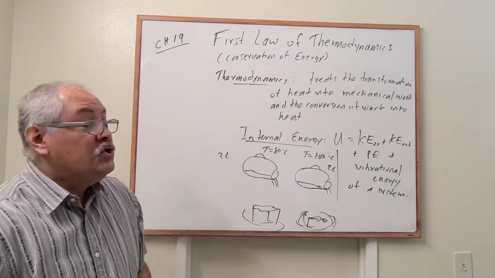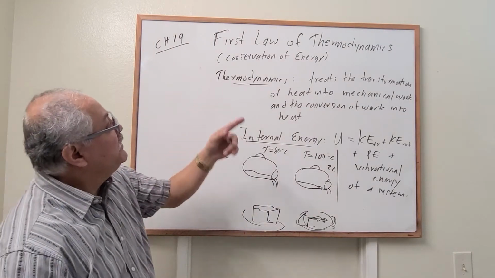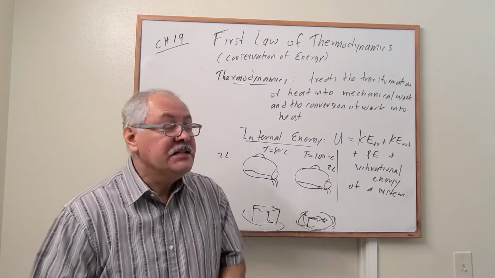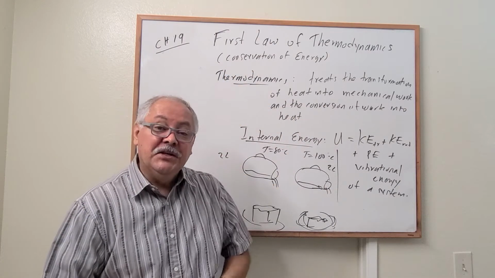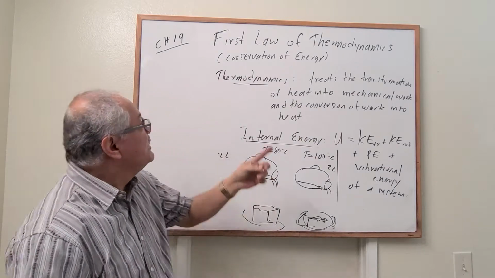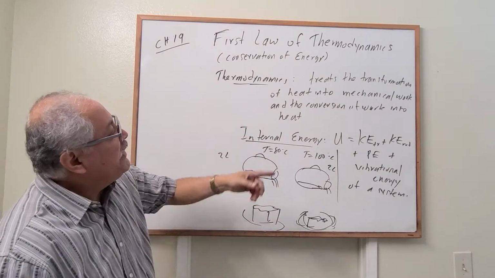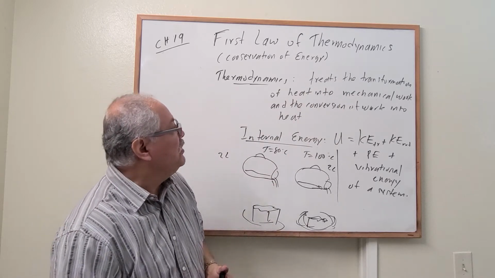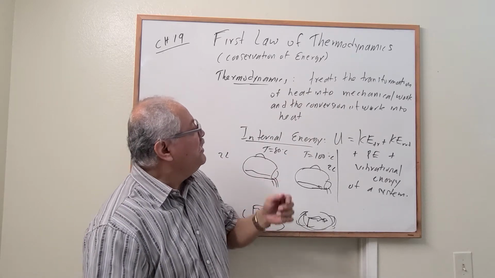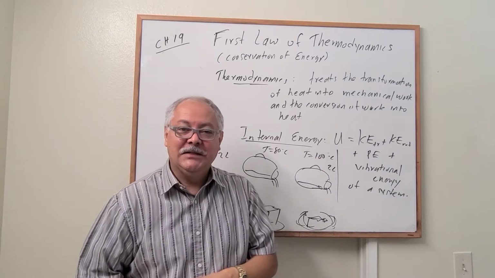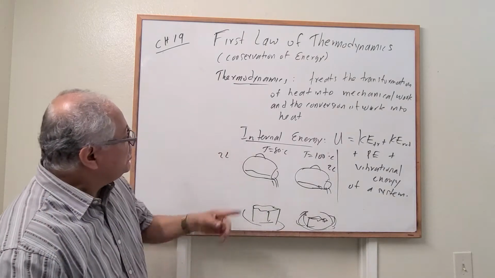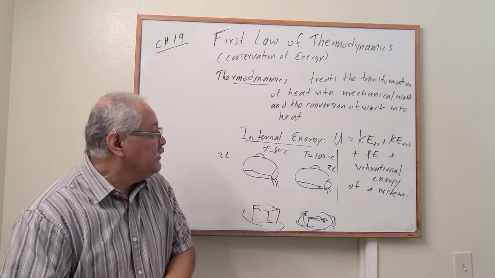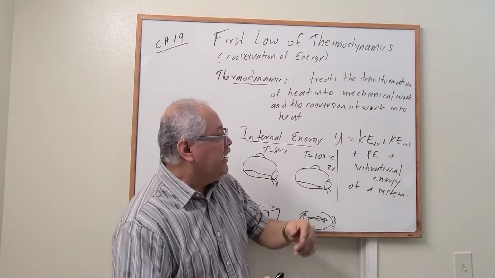Okay, let's go to chapter 19, which is the first law of thermodynamics. The first law of thermodynamics is just conservation of energy. Let's define thermodynamics. Thermodynamics treats the transformation of heat into mechanical work and the conversion of work into heat. Also, let's define a new quantity in thermodynamics: the internal energy.